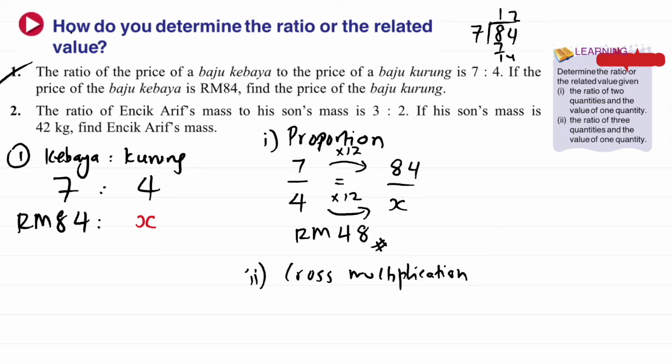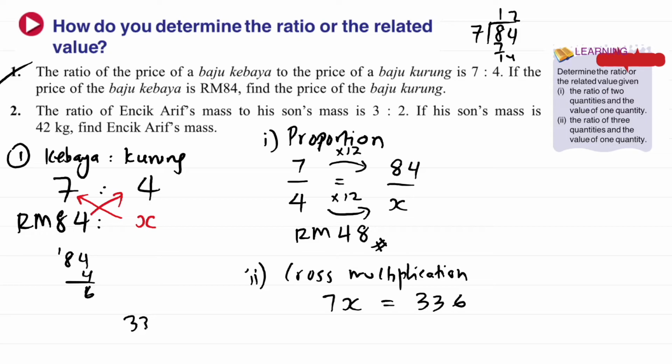I just do it from here. So how are you going to do that? You cross one side here, and this one also you cross. Okay. Now when you cross it, you will get 7x equals 84 times 4, which is 336, right?